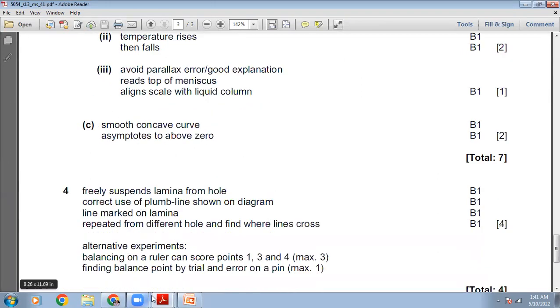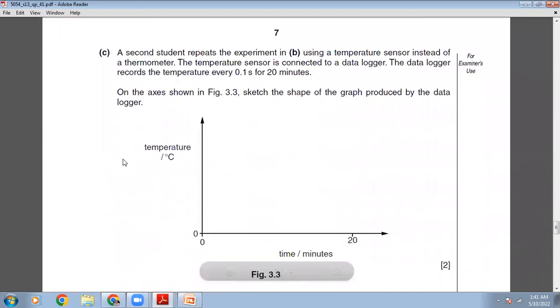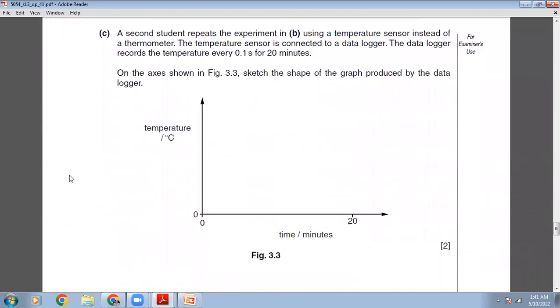Okay, then the question is, he says, describe. This is done. He says the second student repeats the experiment in the B using a temperature sensor instead of a thermometer. The temperature sensor is connected to a data logger. The data logger records the temperature every 0.1 second for 20 minutes on the axis shown in figure 3.3. Sketch the shape of the graph produced by the data logger.